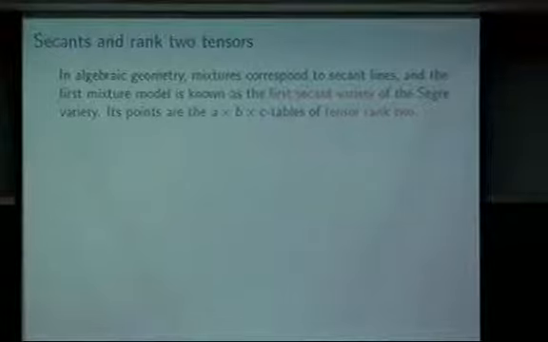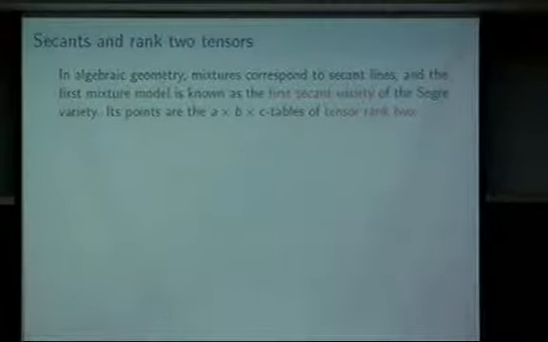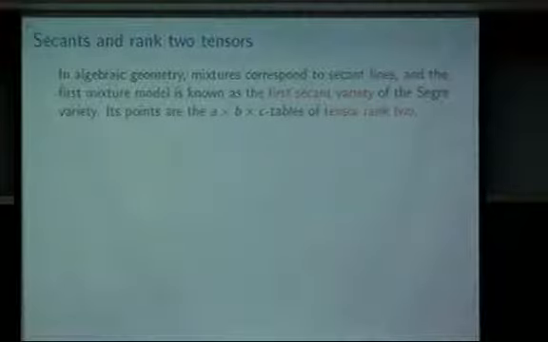Now, what does this correspond to in geometry? In algebra, mixtures correspond to secant lines, right? You have this red curve, and we're drawing a secant line. So we're making the problem easier now by complexifying and passing to the Zariski closure, right? We're going to take the segment and replace it by the full line, and so what we get is the first secant variety of the Segre variety. In algebra, this means we're now looking at tables of rank 2. We're looking at A by B by C matrices of tensor rank 2.